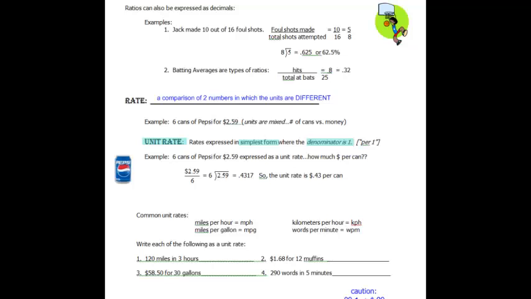Okay, and the unit rate is in fact rate per one. Okay, this is per one. And they're also expressed in simplest form where the denominator is always 1. So it may be a fractional thing.